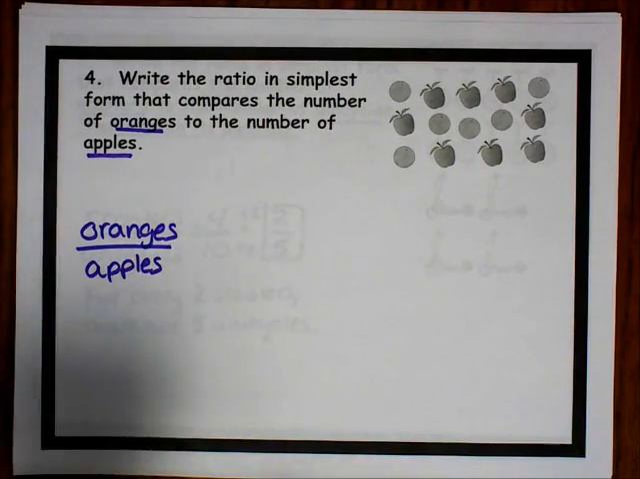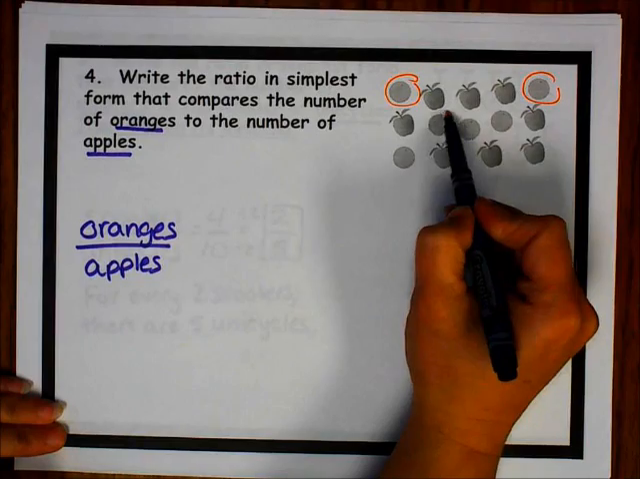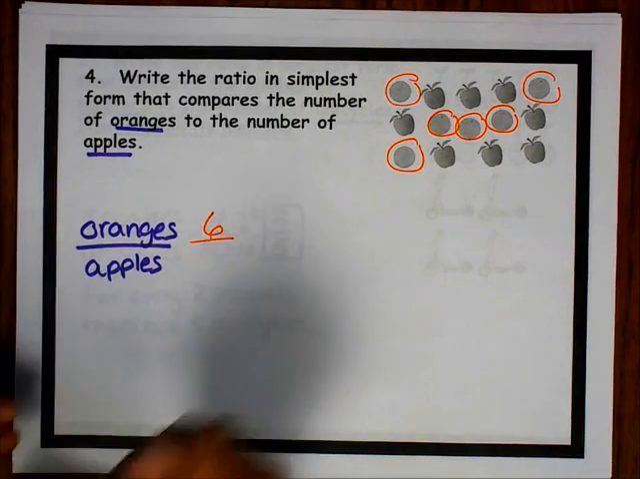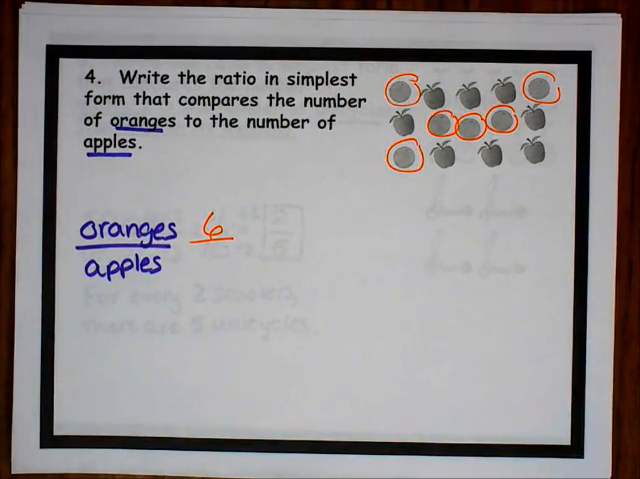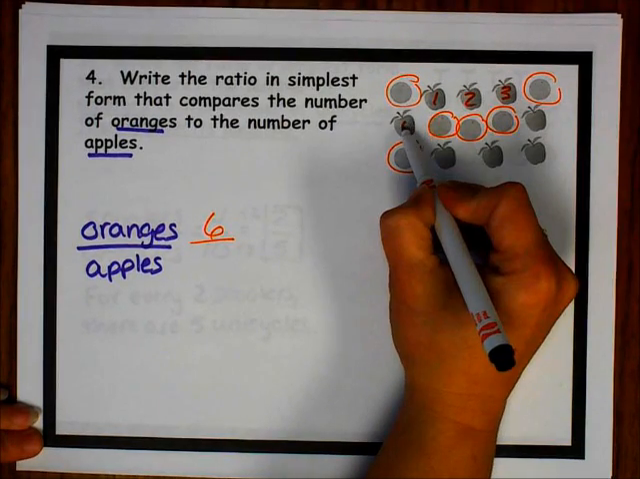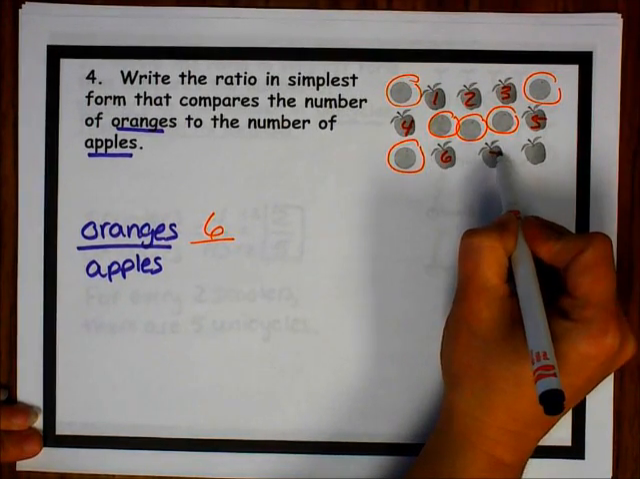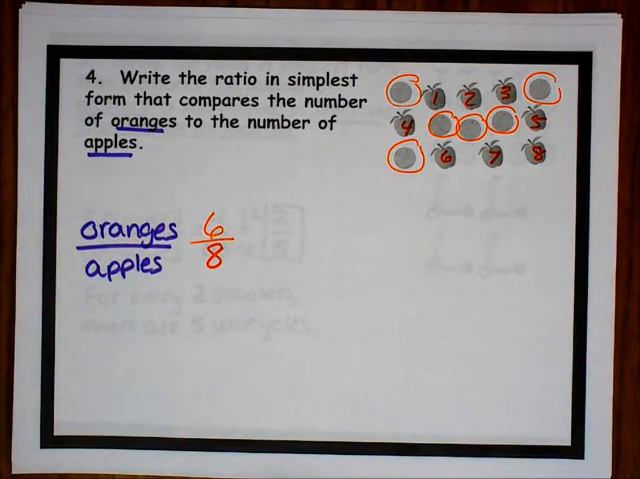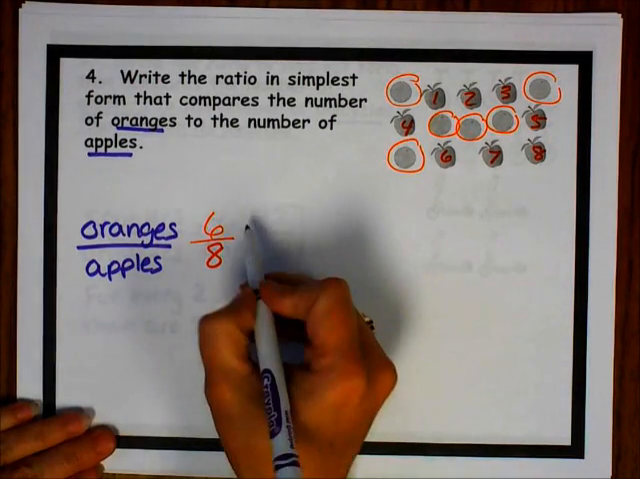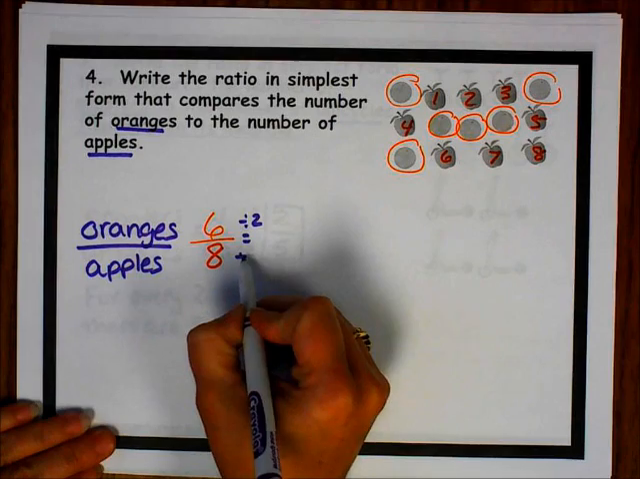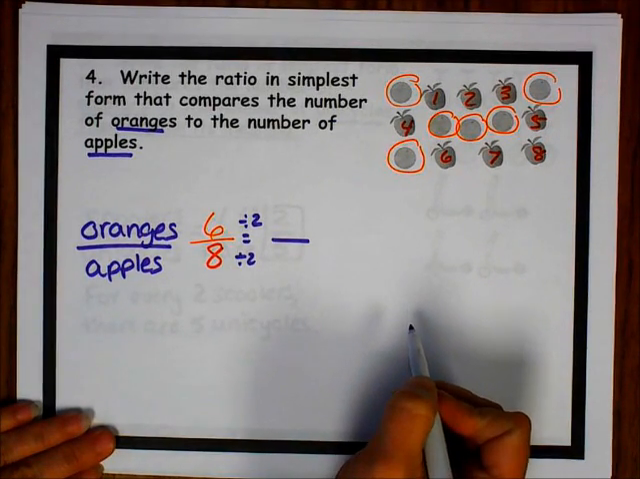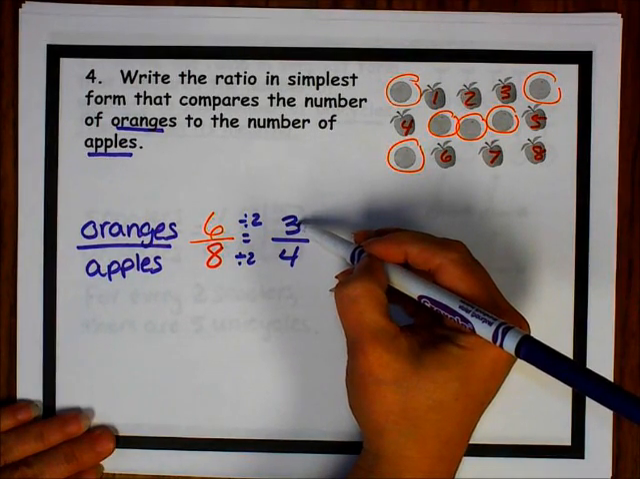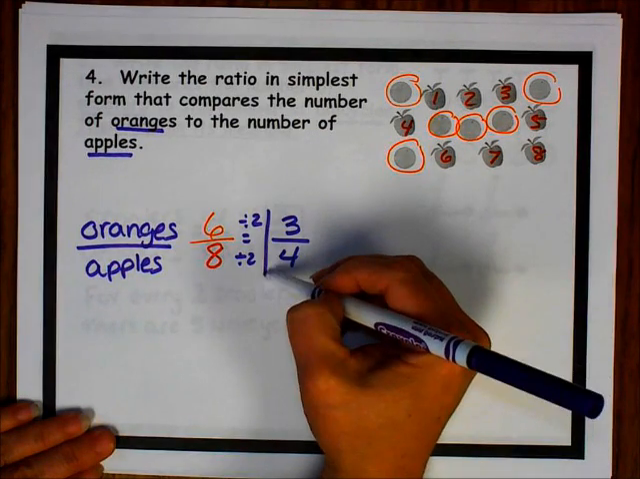So let's count oranges. 1, 2, 3, 4, 5, I have 6 oranges. Now let's count apples. 1, 2, 3, 4, 5, 6, 7, 8. We have 8 apples. But notice that my ratio is not in simplest form. So I can simplify by 2's because both numbers are even. So the ratio 6 to 8 simplifies to 3 to 4. So for every 3 oranges, there are 4 apples.